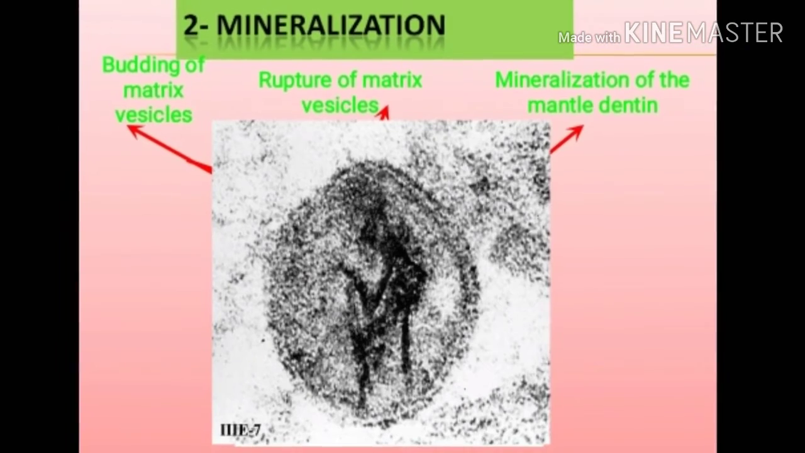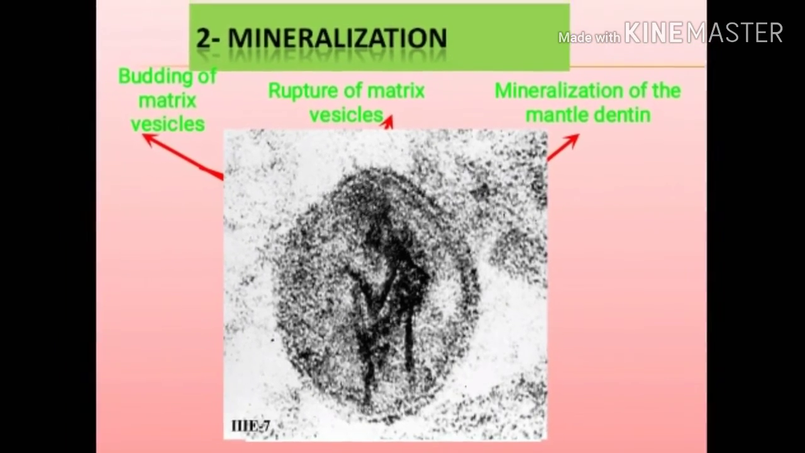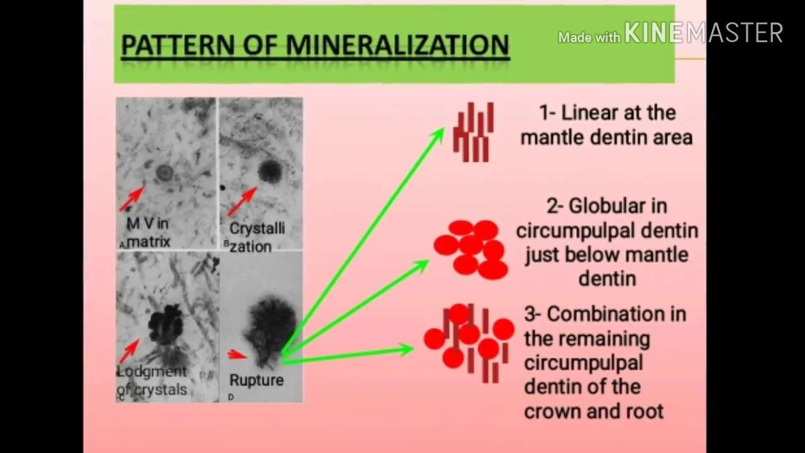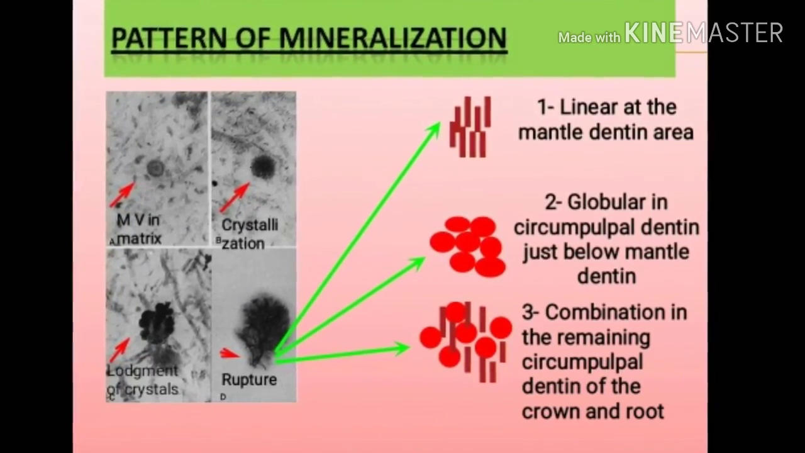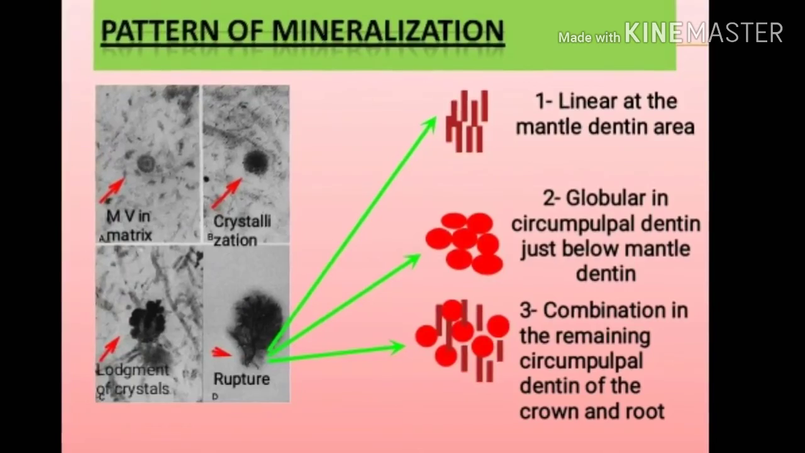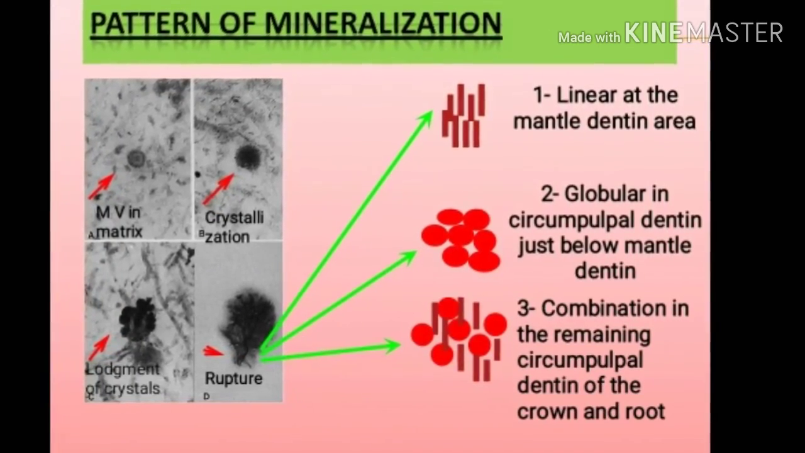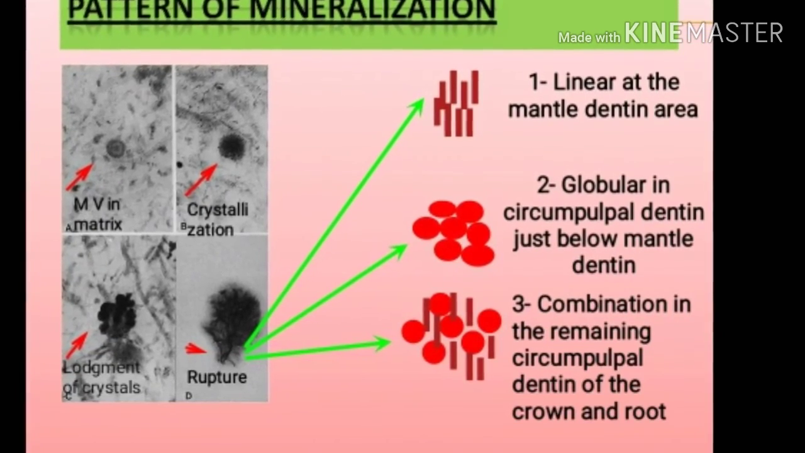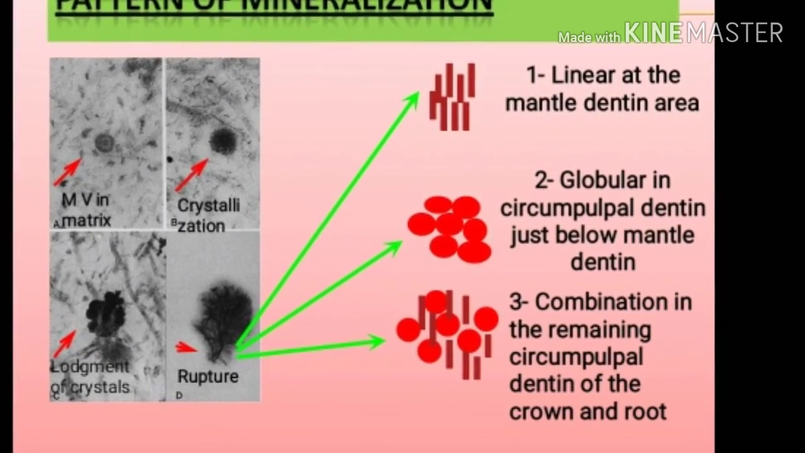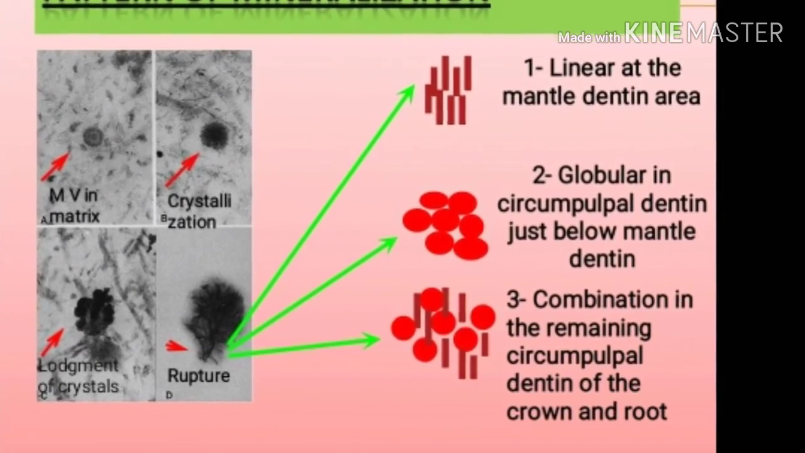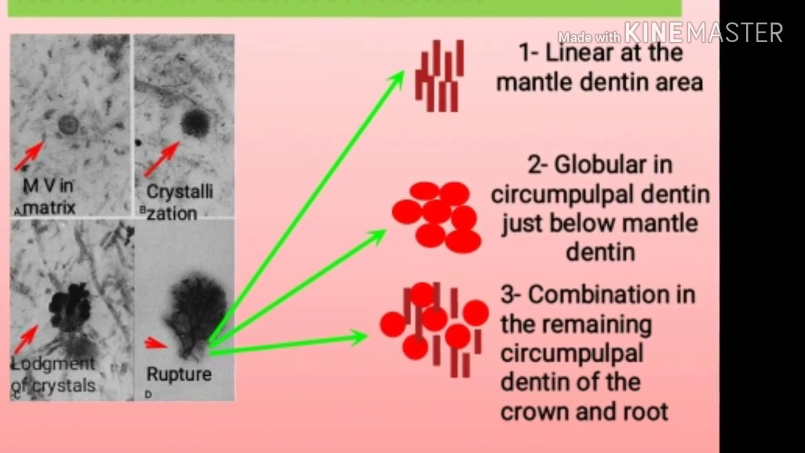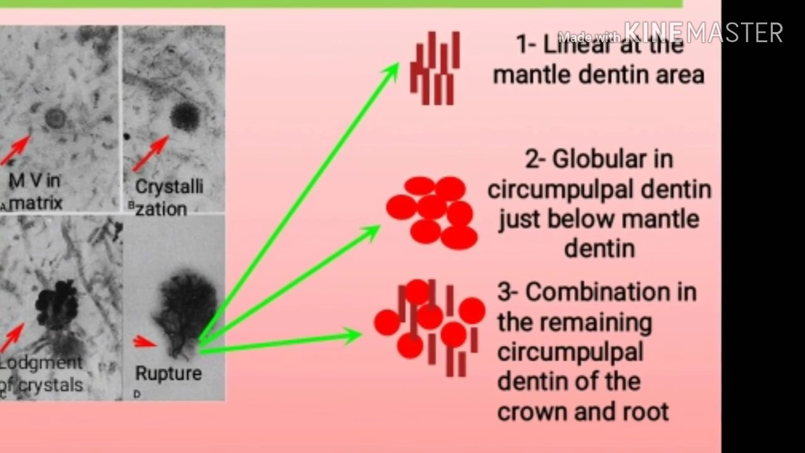The matrix vesicle is shown in the figure. Now the pattern of mineralization. The figure shows the matrix vesicle in the matrix, the crystallization process, the lodgement of the crystals, and finally the rupture of the matrix vesicle. The pattern of mineralization is linear in the mantle dentin area, globular in the circumpulpal dentin just below the mantle dentin, and a combination in the remaining circumpulpal dentin of the crown and root.